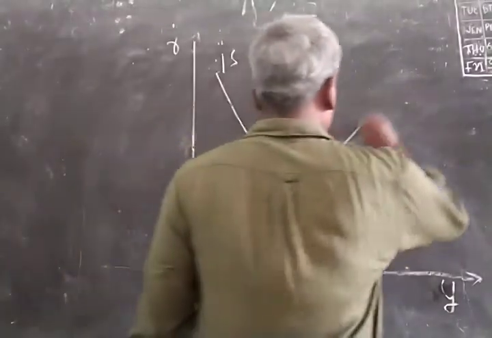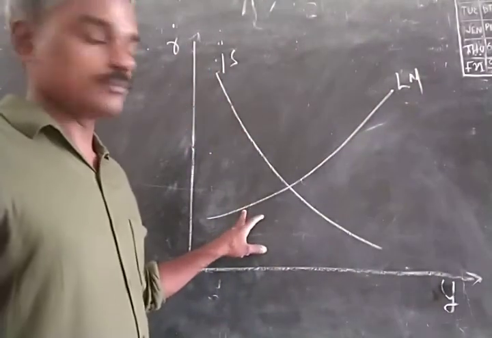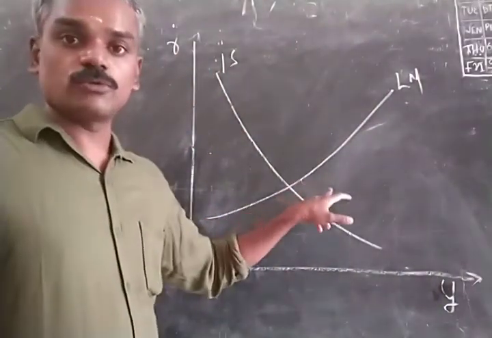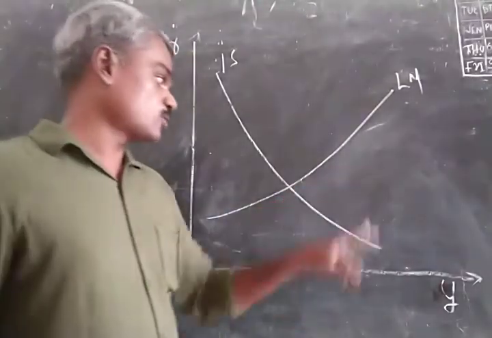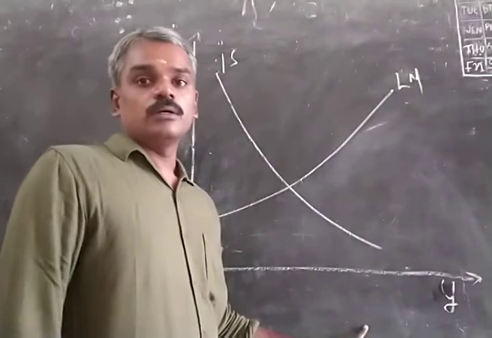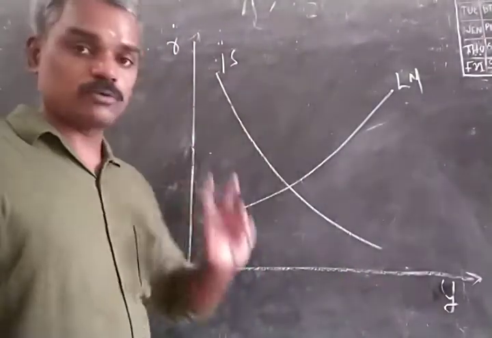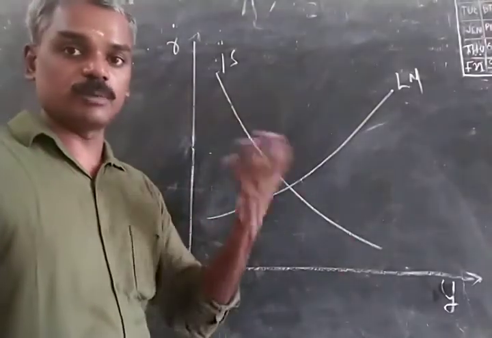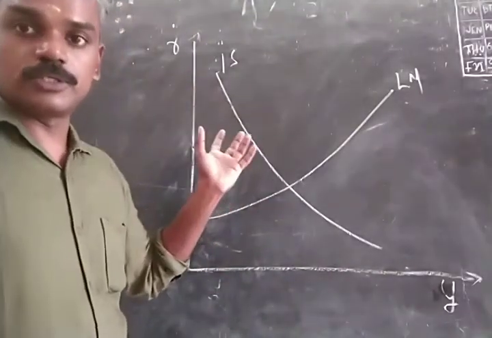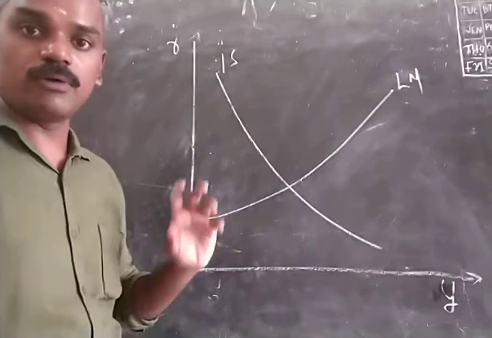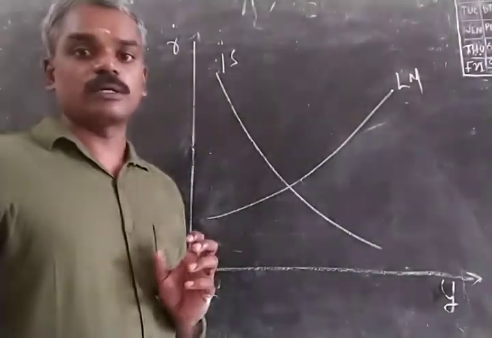Then we have the LM curve, which is upward sloping. It shows money market equilibrium. It shows combinations of interest rate and income at which the money market is in equilibrium. It is positively sloping because a higher level of income increases the demand for money, and in order for demand for money and supply of money to be equal, demand for money has to fall, and that happens only with an increase in interest rate. So speculative demand for money falls.